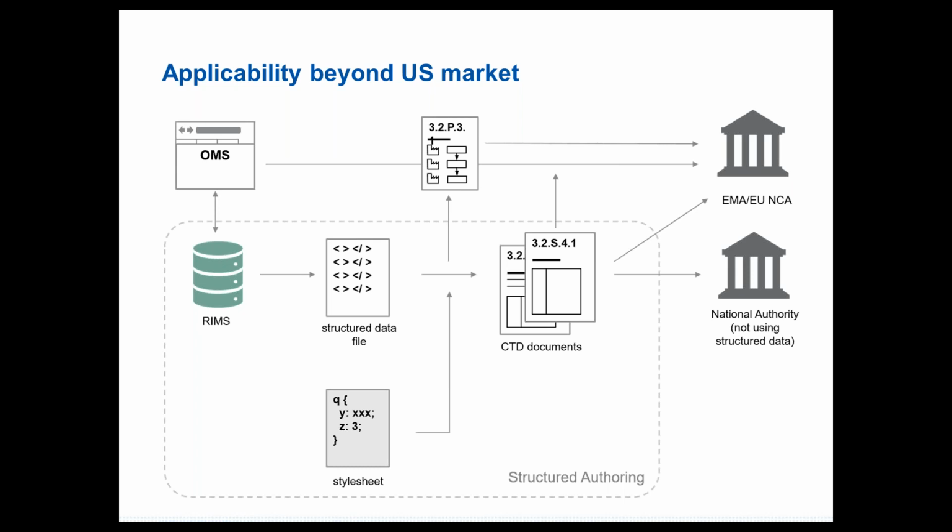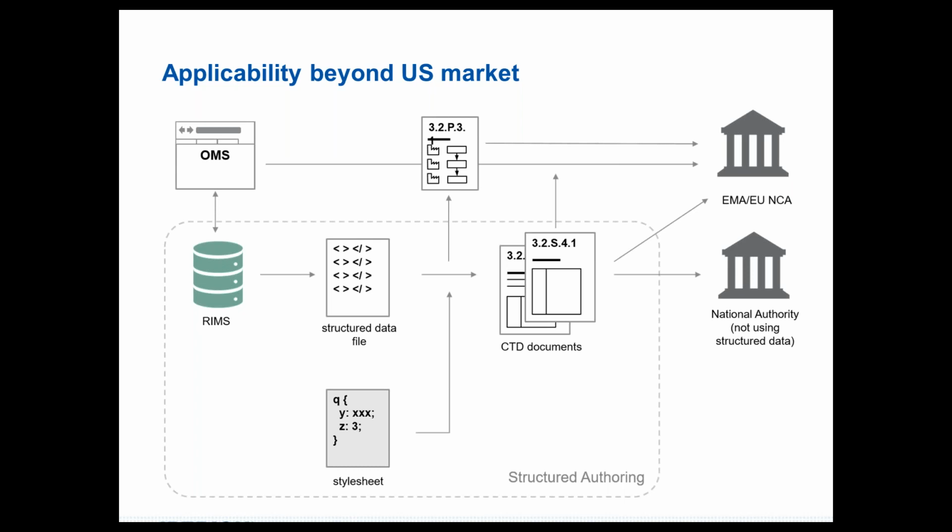But to switch it around, with structured content authoring, this of course changes. We define the golden source to be the system. In this case, we use the RIMS, and then in RIMS, data is already structured and of high quality. Data is of course also exchanged with OMS as depicted with the arrows. So as explained in the previous slide, the principle is the same. Data in RIMS is used to build an SPL file, and by applying the style sheet, CTD documents can be automatically generated.